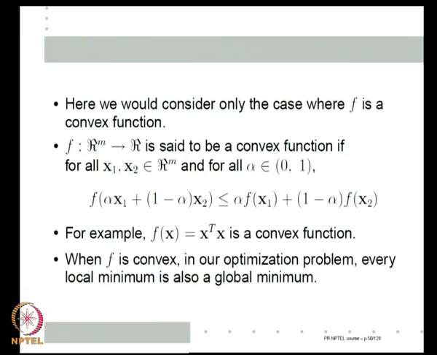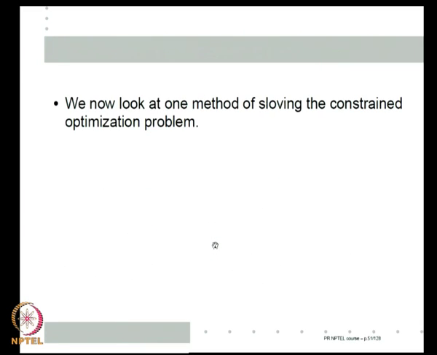When f is convex, the reason why convexity helps is that in the optimization problem every local minimum is also a global minimum. You do not have to worry about local minimum problems. When f is convex and the constraints are linear, in the optimization problem every local minimum is also a global minimum. That is a huge advantage when solving an optimization problem. Okay. Now, how do I solve this constraint optimization problem?